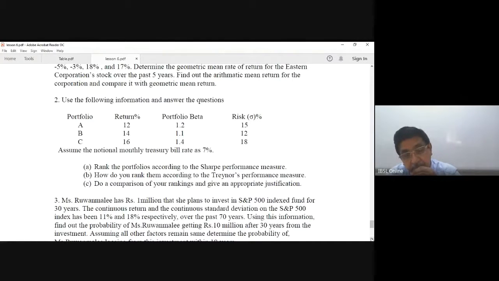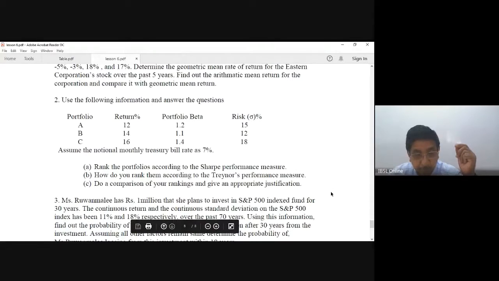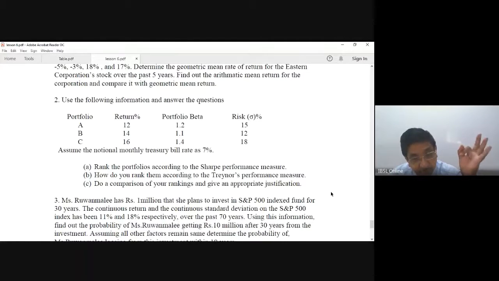Right. I think others also can check whether they have got the correct answer. The ranking will be B, C, and A. But when you rank it, you have to say whether it is descending order or ascending order. Or you can say rank in first, second, and third. That way also you can give.